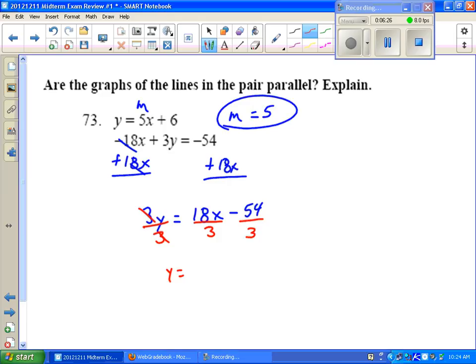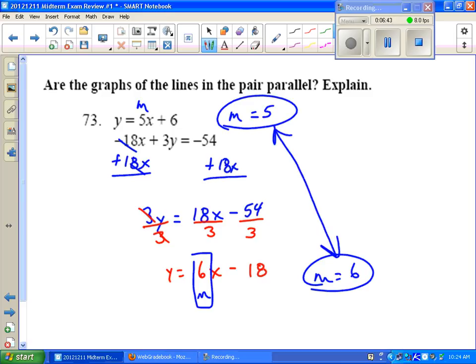18 divided by 3 is going to be 6x. Minus, it's going to go into it once, so minus 18. So y equals 6x minus 18. Y equals mx plus b, so your m value is 6. Notice when you compare the two slopes, 5 and 6, they are not the same. So no, these are not parallel.